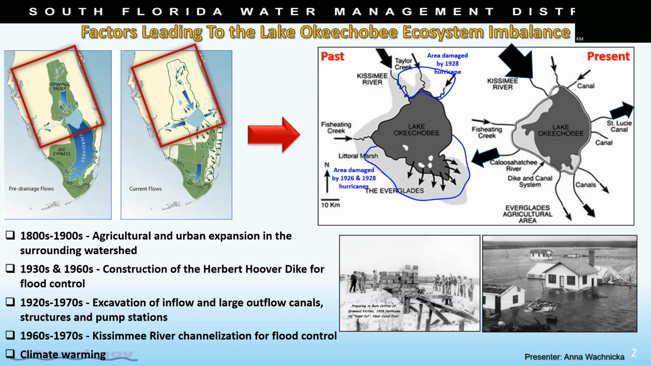On these maps, this is the original map of the lake, how the lake looked. You can see that the lake was much larger than it is today, and it was surrounded by extensive wetlands. So this is basically how the lake looks right now.